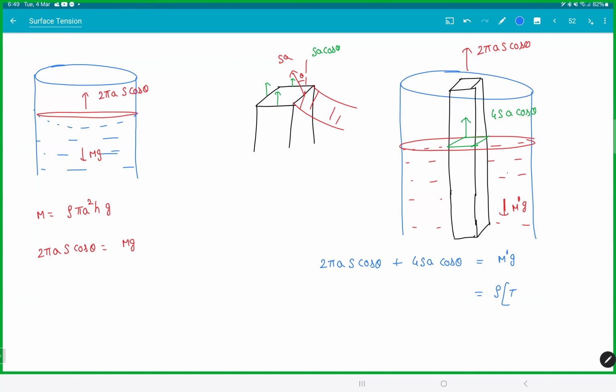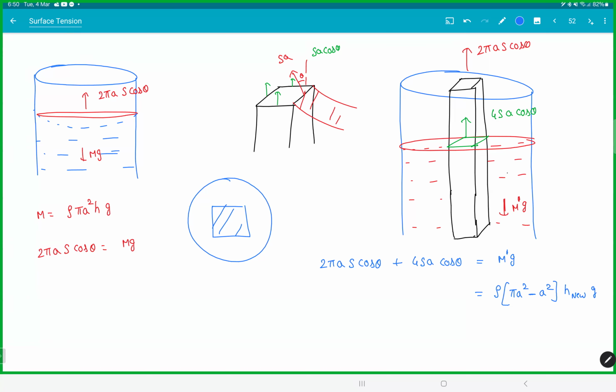times the area. What is the area? Pi a square minus a square, no? You have to remove the square plate's area of cross section, isn't it? The water is there only in this part, isn't it? There is no water in the middle part. Is that making sense, everyone? So when you take the area, you should remove this a square area from the cross section. So pi a square is the area, minus a square, into h new into g.